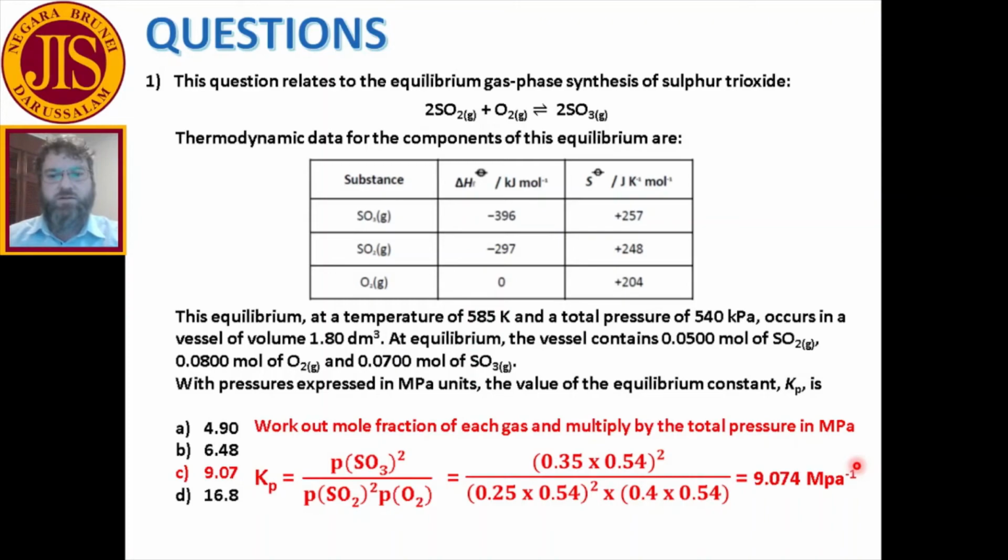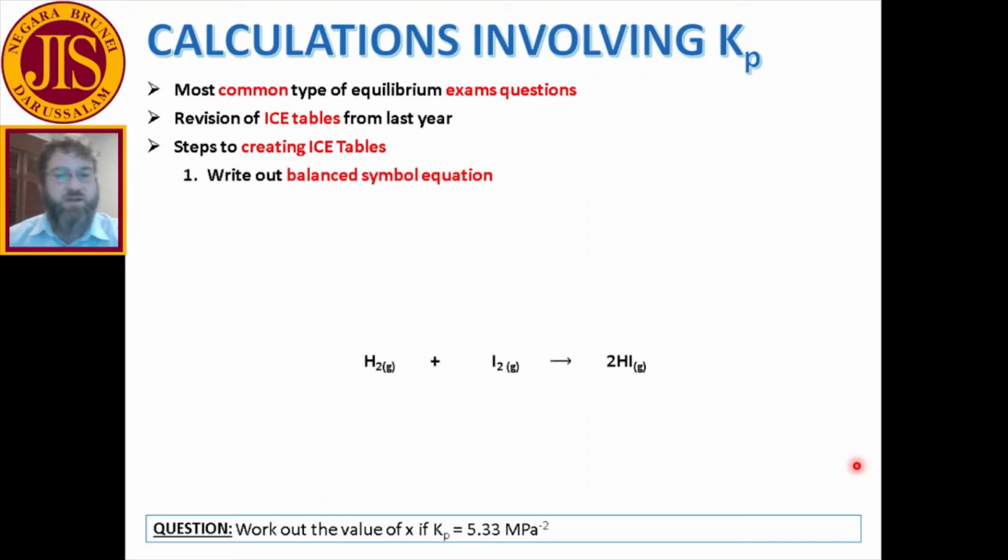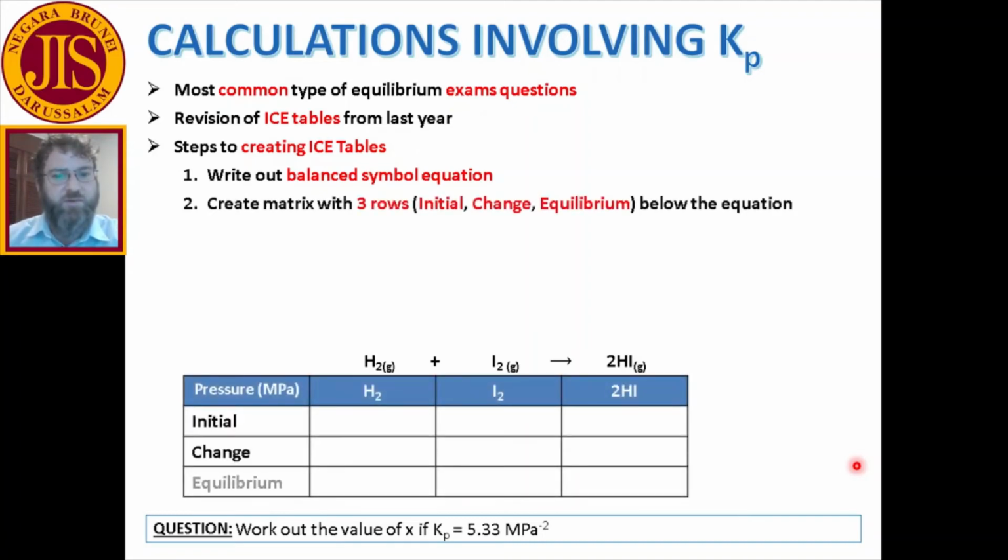So next, let's have a look at using ICE tables to solve equilibrium expression problems. And this is something you've done before with Kc. So let's just go through the steps that you've used before. Okay, so first write out your balanced equation. You can see everything there is in the gaseous state, including the iodine vapor. Then you want to have your 3 rows beneath: the initial, the change, and the equilibrium. And in this case, they're going to be measured in megapascals.